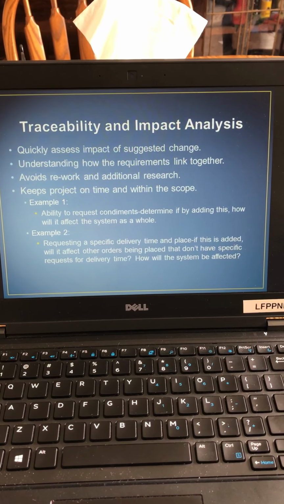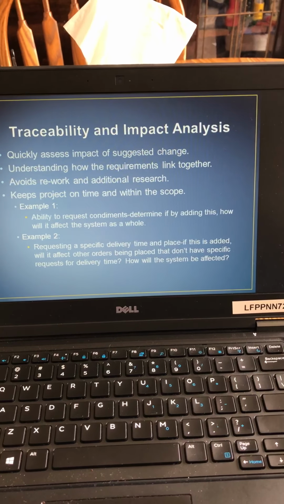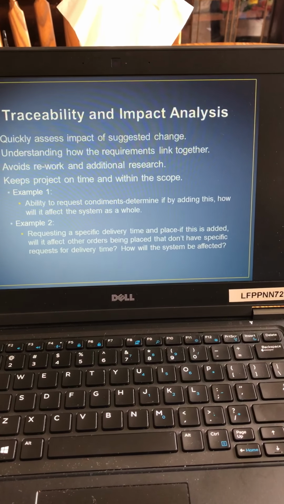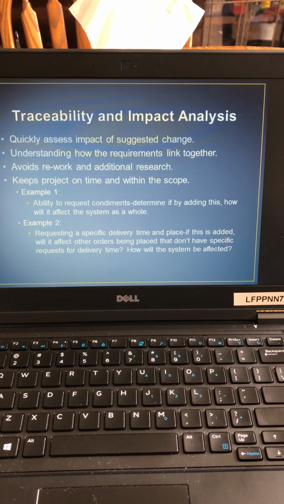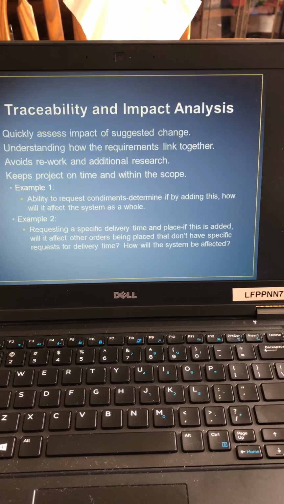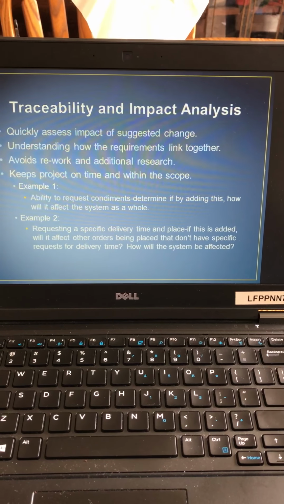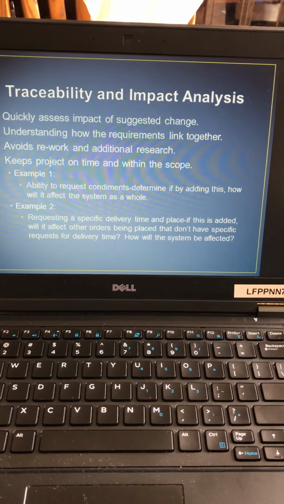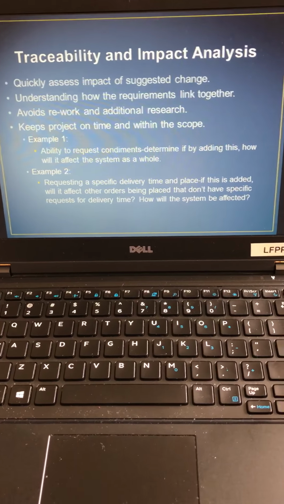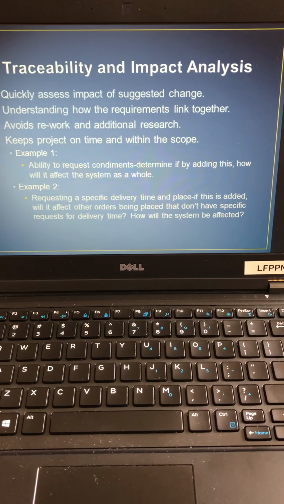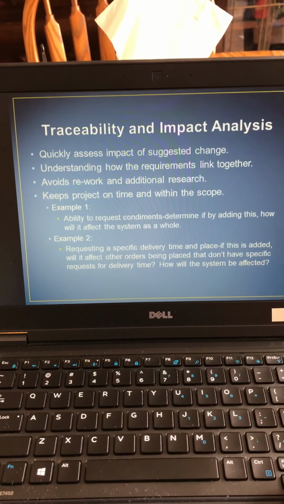An example would be the ability to request condiments. So the analyst can determine, by adding this, the effects it'll have on other areas. Another example would be to request a specific delivery time and place. So if all of a sudden you're placing an order, is it going to affect things if some people place a specific delivery time versus others who don't care that their sandwich isn't getting delivered at noon? The analyst has to understand whether the system will be affected, and the length of which it will be.